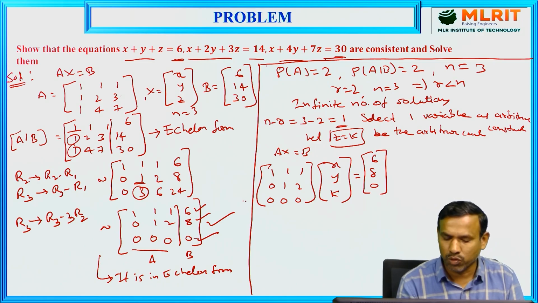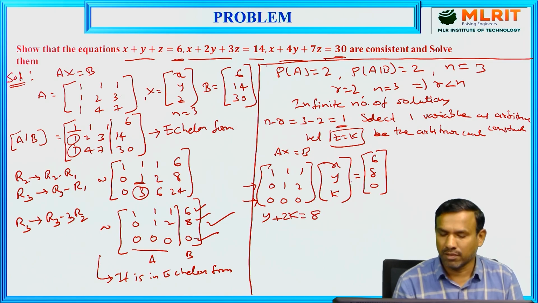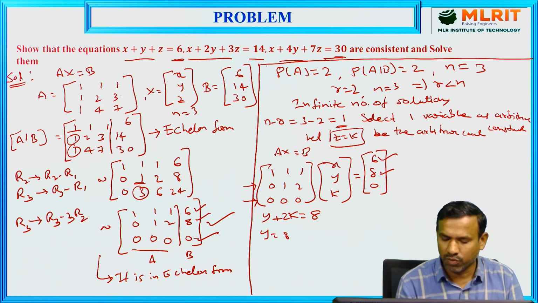Back substitution: third row 0 0 0. Now use the second row: 0 into x, 1 into y, y plus 2 into k, 2k. Y plus 2k is equal to 8, the second row. The first row is equal to 6. So y is equal to 8 minus 2k.